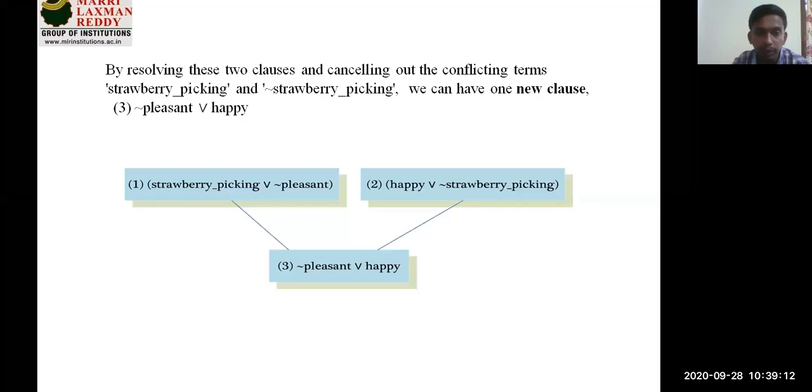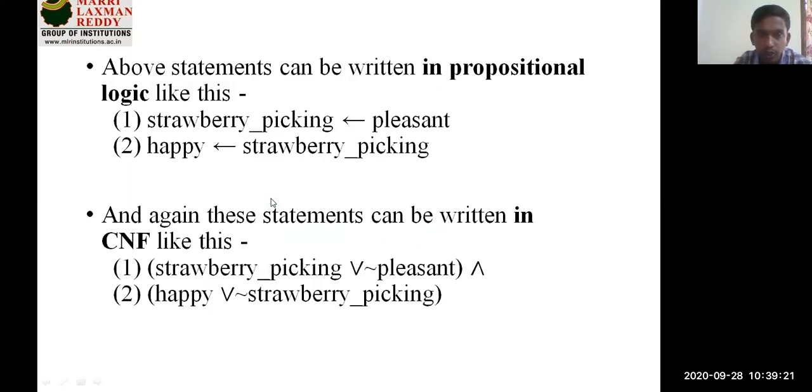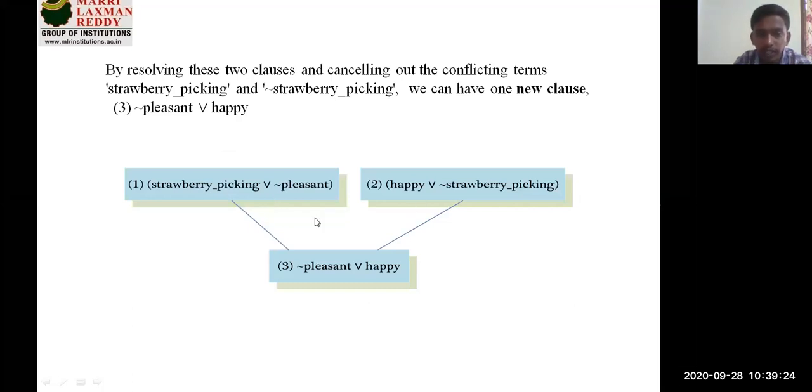So from the given two propositional logical statements, you can see here 1 and 2 are the previously taken statements in conjunctive normal form, and you can see here 3 is your solution, 3 is your conclusion. According to the statement of resolution, you need to remove the conflicting terms, you need to cancel the conflicting terms, and finally get to some conclusion. So here strawberry picking is a conflicting term which is being removed, and finally we got the solution: negation of pleasant or happy, that is your conclusion. This is the concept of resolution.